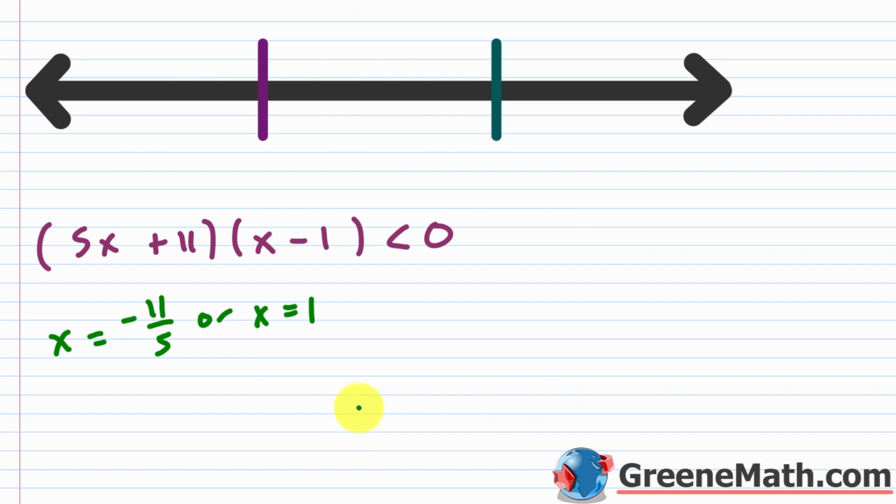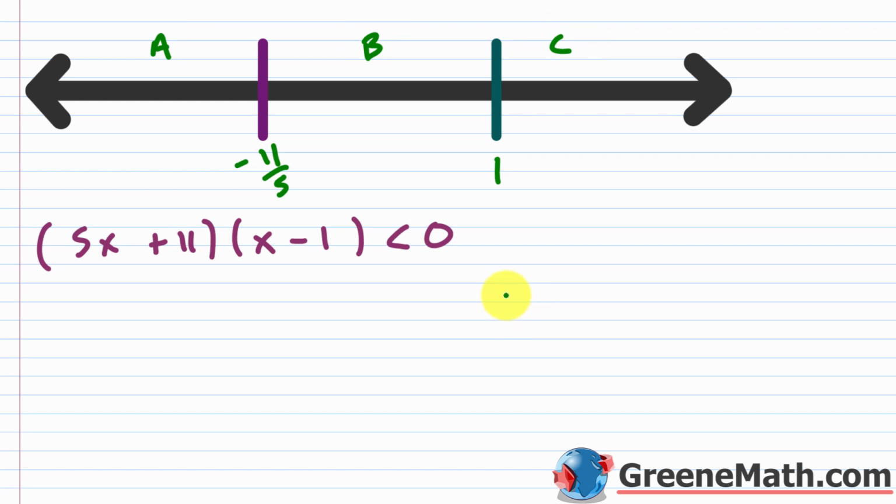Okay, so coming to the number line, let's put negative 11 fifths here. Let's put positive 1 here. You can get rid of this information. You don't need it. Let's say this is region A, this is region B, this is region C. So for region A, it's anything where x is going to be strictly less than negative 11 fifths. Here, x is greater than negative 11 fifths, and it's less than positive 1. Here, x is strictly greater than 1.